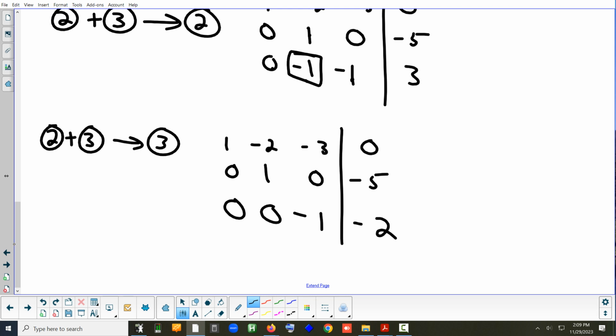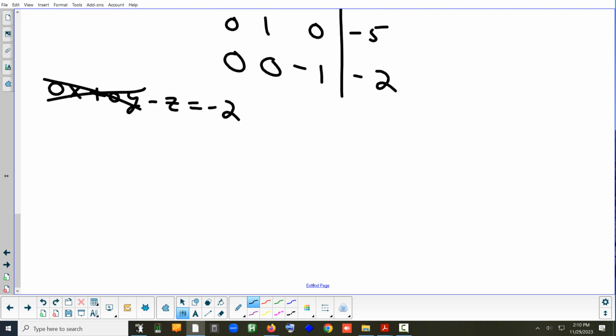Can you tell me about these first two? Oh, sorry. 0x plus 0y minus z equals negative 2. Yep. So we got rid of the x and the y. So really that last row says negative z equals negative 2. So what does that mean z equals? 2. It is 2.